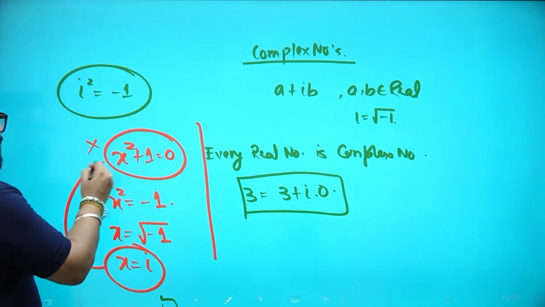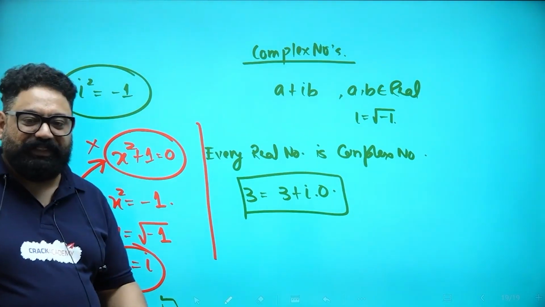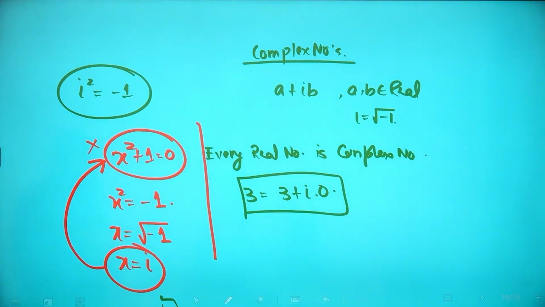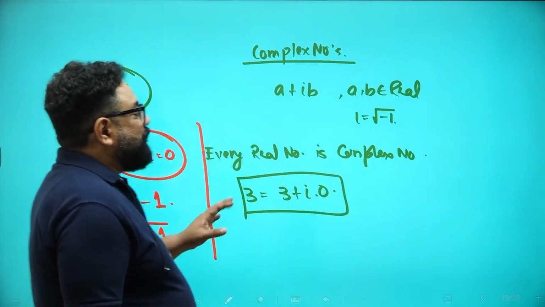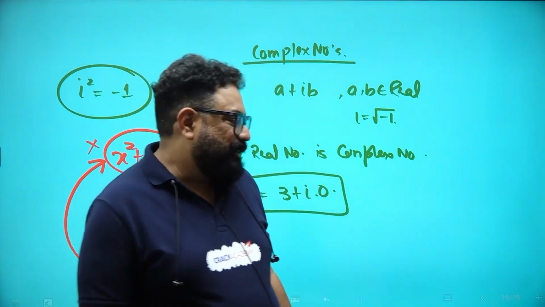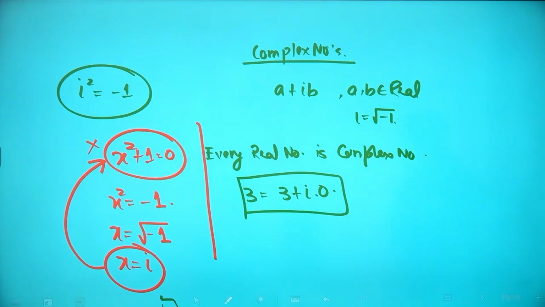So I say, what is iota? Iota is a solution of the equation x square plus 1 is equal to 0, though you don't need to get into it, but yes, we need to talk about it. All right. So every real number is a complex number is again something that you should make a note of. If you have made a note of this, then I'm going to proceed further.